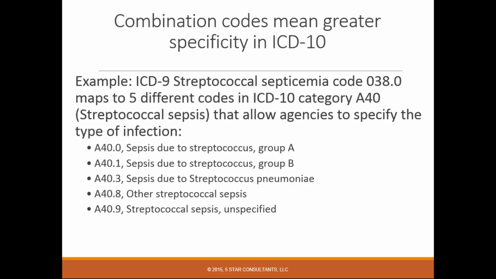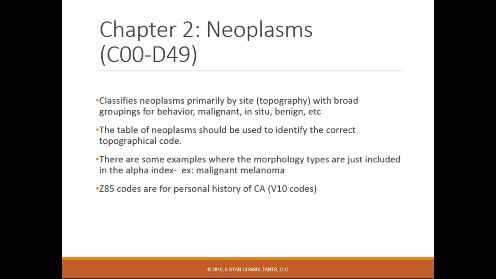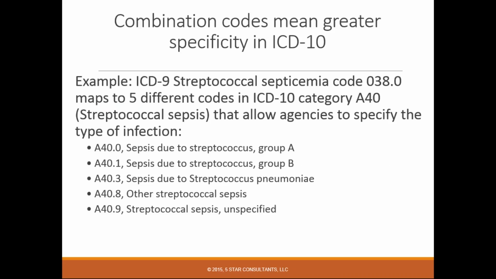A40 for strep sepsis, and then you go into the types of infections. Your fourth digit here would be if it is group A, B, pneumonia, other, or unspecified. When you look at those types, you can see it's rather similar. And especially, you'll see pretty much all through ICD-10, the .9 digit is a lot of times the unspecified. So they didn't take that away from us.